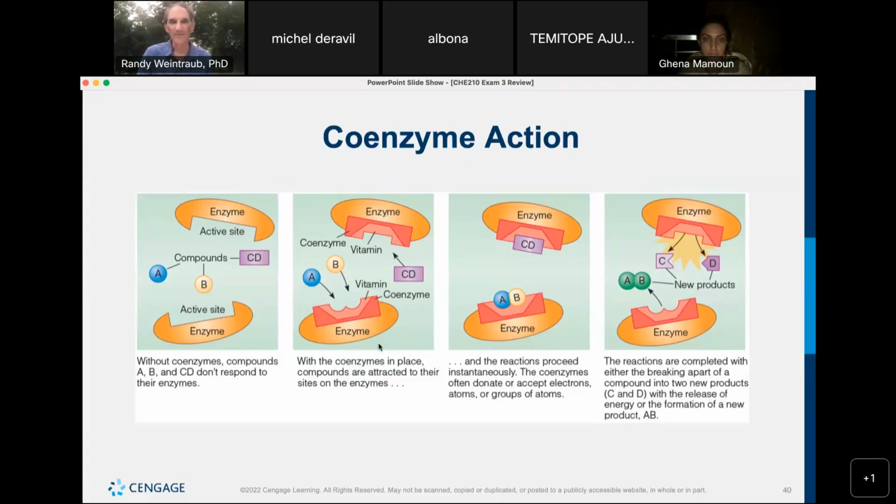Acting as a coenzyme, in this caricature from the book, we have enzymes. They have to work on, say, A and B to make the AB complex. Well, the vitamin may have to be there, serve as a basis, a seat for them to get intimate with the enzyme. So the enzyme then does what it needs to. So that's working as a coenzyme or a cofactor.